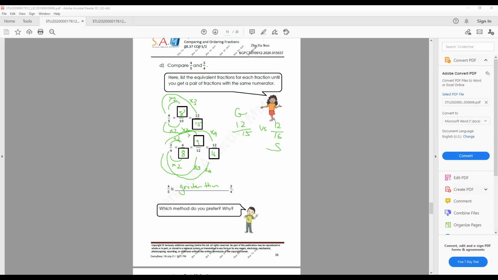All right. So you have to ask yourself, which method do you prefer? Do you prefer to find the equivalent numerator in which you make the numerator the same? Or you might want to compare fractions by making the denominator the same. So there are two ways. It's up to you. There's no right or wrong answer. Depends on which way you are more comfortable with.